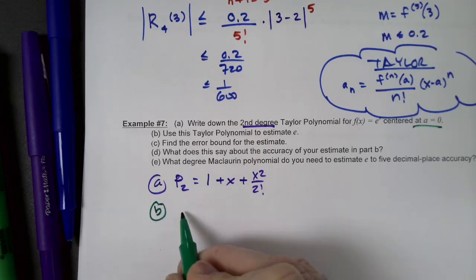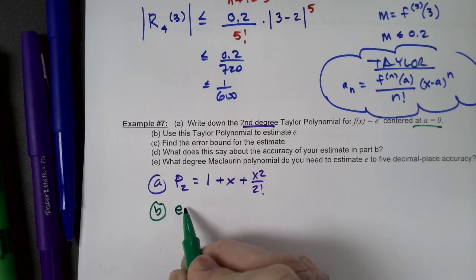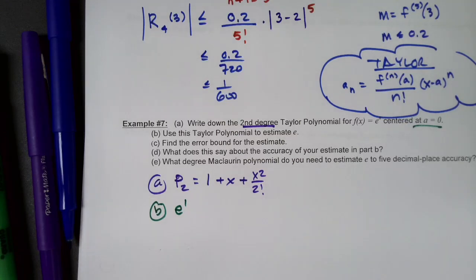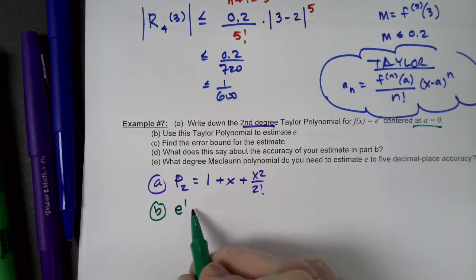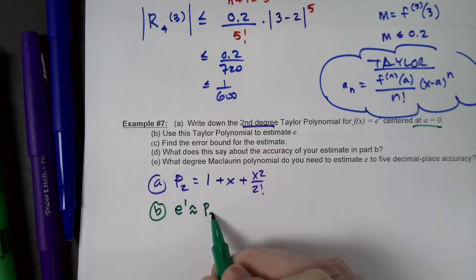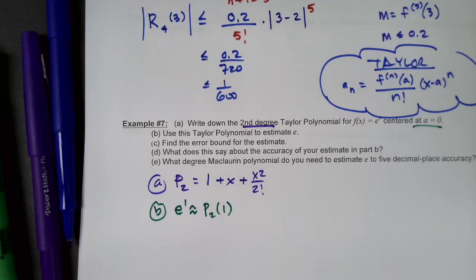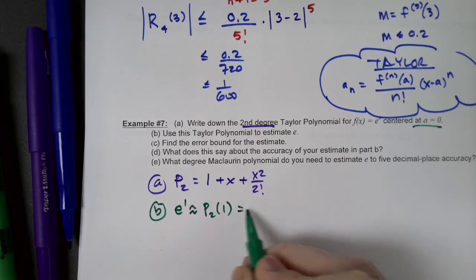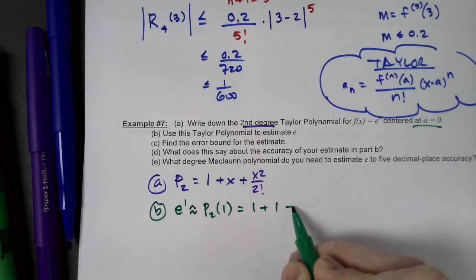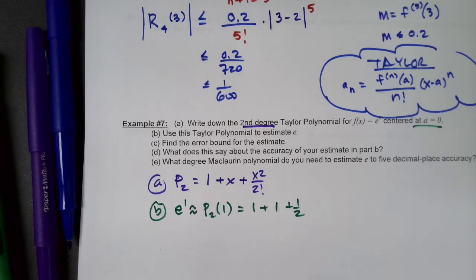Now it says use that to estimate e. Sometimes people get caught up on this one. They say, I can't do this one. Well, e is just e to the first power, right? That means we're just doing x equals 1, right? Which would be 1 plus 1 plus 1 squared divided by 2, or 1/2, 2.5. Is e equal to 2.5? No, but if we use the second degree Taylor polynomial, we get 2.5. We know we're off by a little bit on this one.